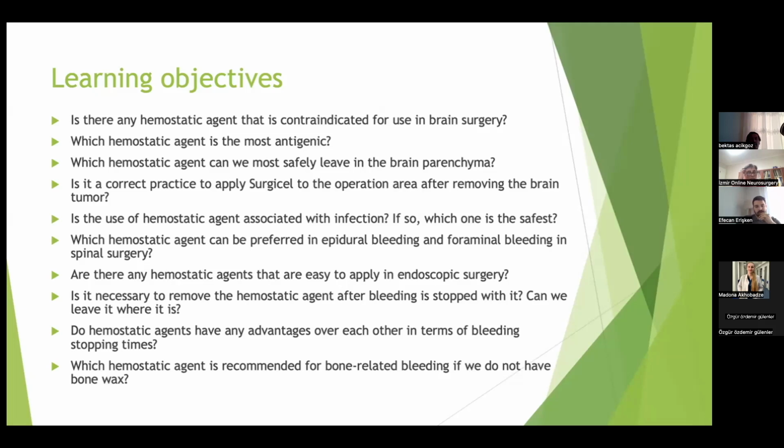Any hemostats that can be applied in endoscopic surgery? Then is it necessary to remove a hemostatic agent after the bleeding has stopped? Then do any hemostatic agents offer advantage over their competitors? And which hemostatic agent is recommended for bone-related bleeding if we do not have bone wax?